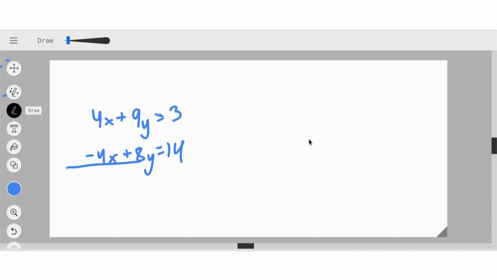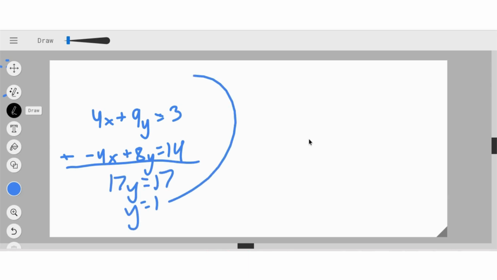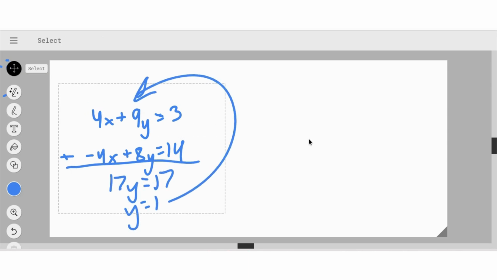And now, again, all we have to do is add these equations together to get 17y equals 17, y equals 1. Substitute that back in. I won't do that right now because you know how to do that.